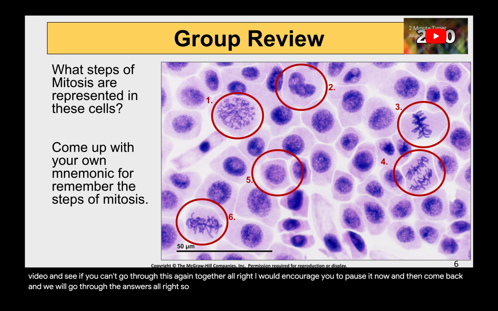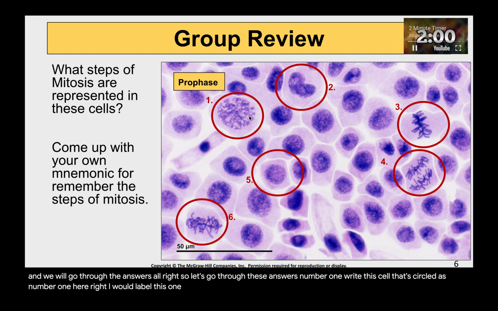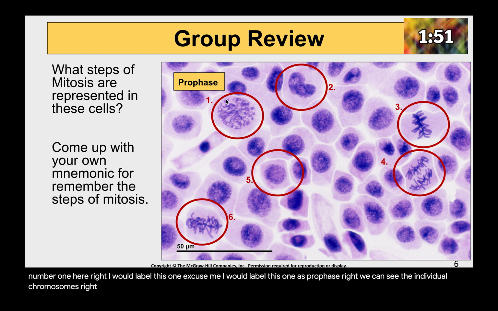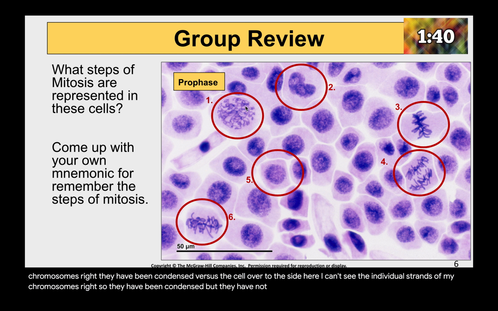All right, so let's go through these answers. Number 1, right? This cell that's circled as number 1 here, I would label this one as prophase, right? We can see the individual chromosomes, right? They have been condensed. Versus the cell over to the side here, I can't see the individual strands of my chromosomes, right? So they have been condensed, but they have not yet been organized, right? So I would say this is prophase.